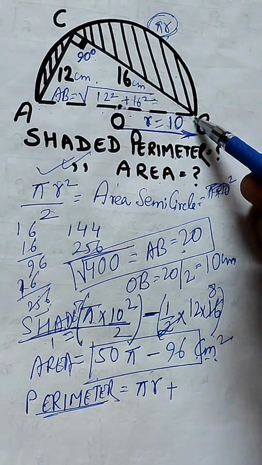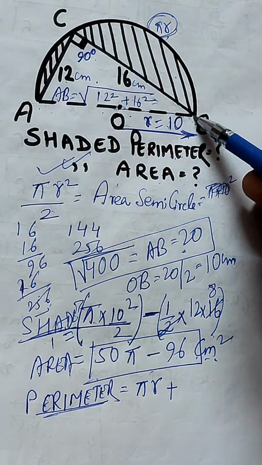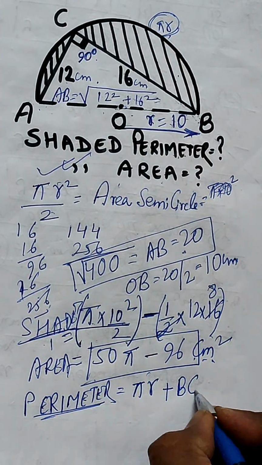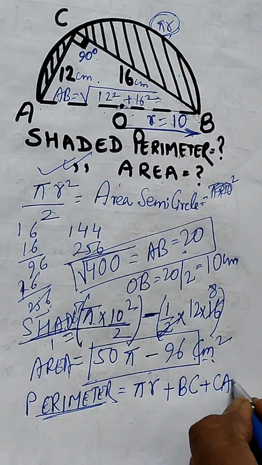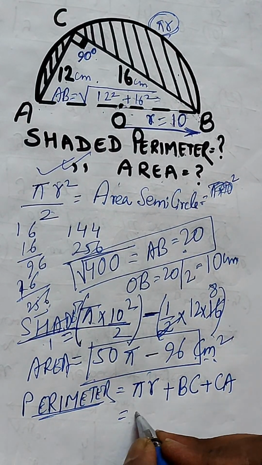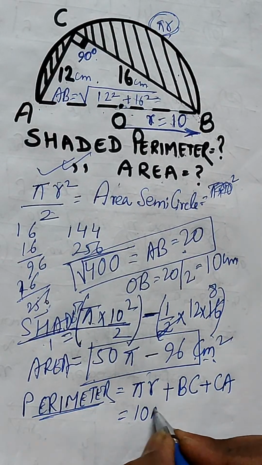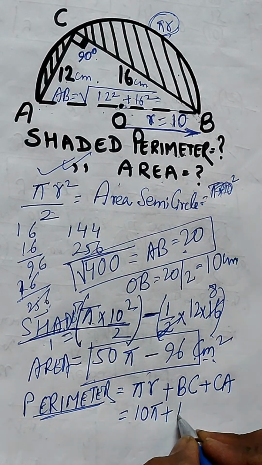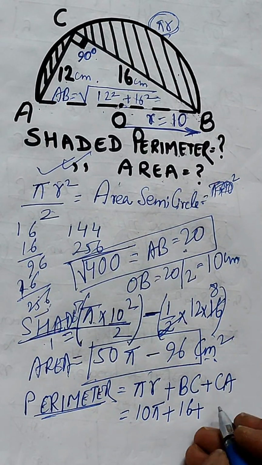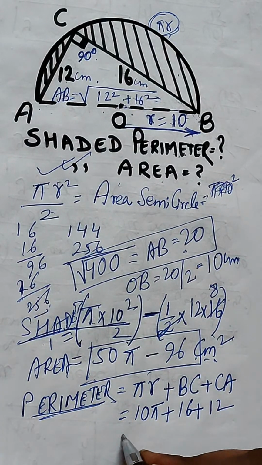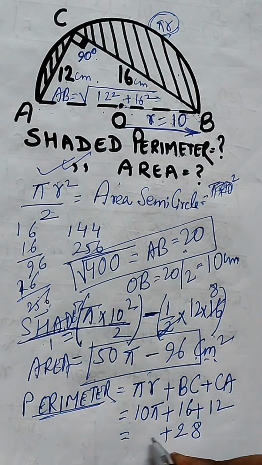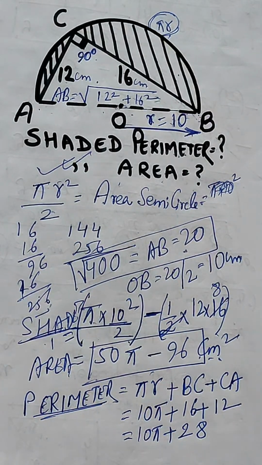when you reach to B, going from A to C to B, you can see the boundary of this shaded area. You need to add B to C length also. So then plus BC, then plus CA. The value of R is 10, so it will be coming as 10 pi plus BC, which is 16, plus CA. What is the value of CA? It is 12. That will be coming as 28 plus 10 pi, right?